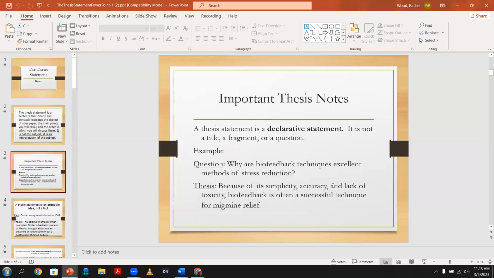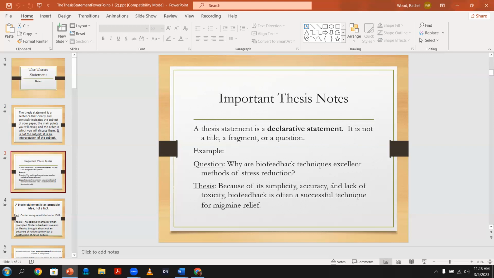So, important notes for you to know about a thesis statement: it's a declarative statement. It is not a question. It is not a title. It is not a fragment. So you can start sometimes with a question. And in my 1101 class, what I tell students is most definitely start with a research question and then develop it into a statement. But this is just one example. Why are biofeedback techniques excellent methods of stress reduction? Now, I don't recommend you ever start a thesis statement with the word because.